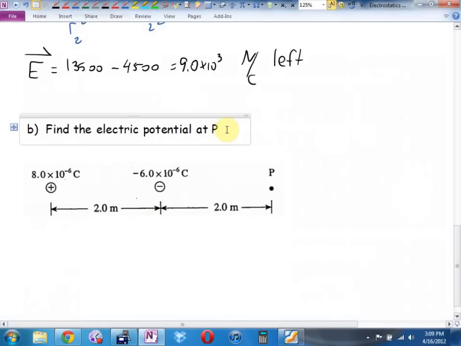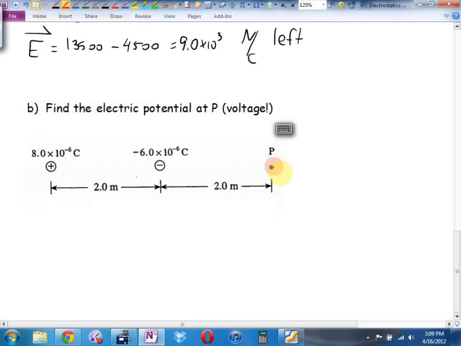So what's another word for electric potential then? Voltage. How am I going to find the voltage there? I'm going to again use what we called the fancy word principle of superposition. Ignore that, find the voltage from this guy. Ignore that, find the voltage from this guy. And then because these ones are scalars, not vectors, I can just add them up.